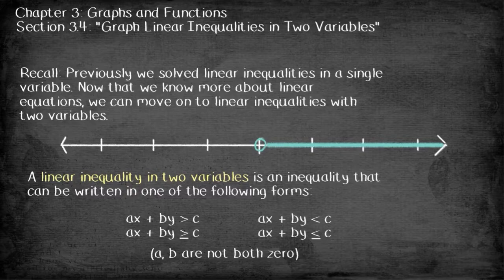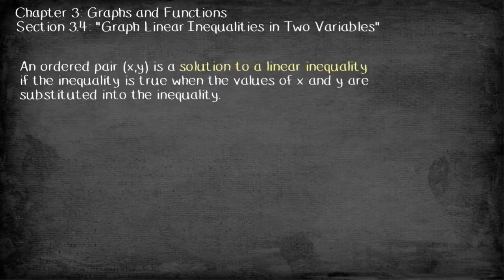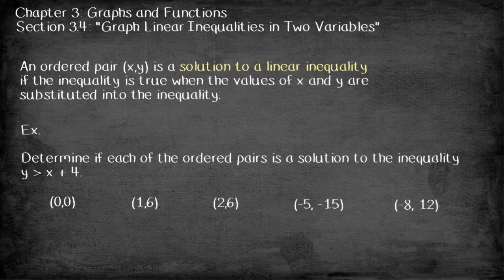So in this video, I'm going to be talking just about some of the general theory here. And in the second video for this section, we're going to be doing some more examples. So just to make sure all our bases are covered, an ordered pair is a solution to a linear inequality if the inequality is true when the values of x and y are substituted into the inequality. So let's look at some examples here.